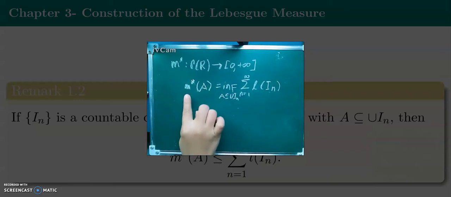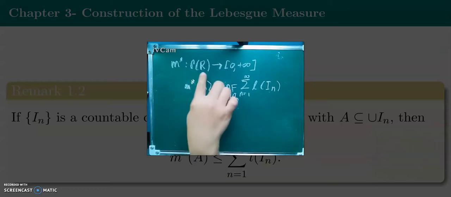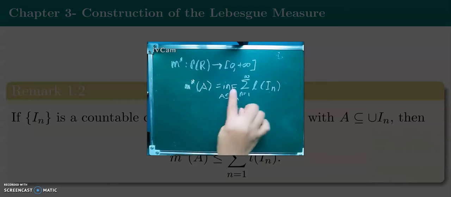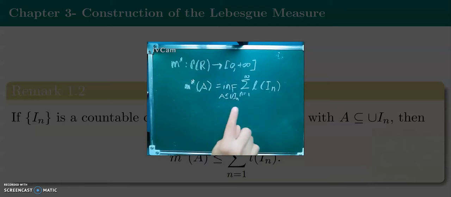So the Lebesgue outer measure of the set A, where A is a subset of the power set of R, is equal to the infimum of the sum of the length of I sub n, where we have this condition: the collection I sub n is an open cover of the set A. I discussed that already in my previous lecture. What do we mean by open cover?